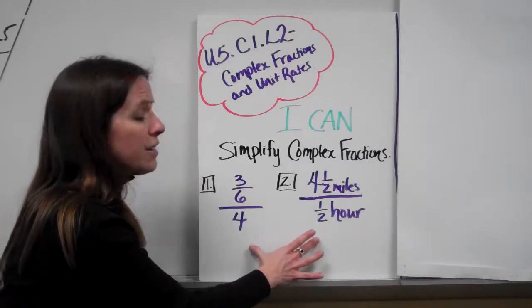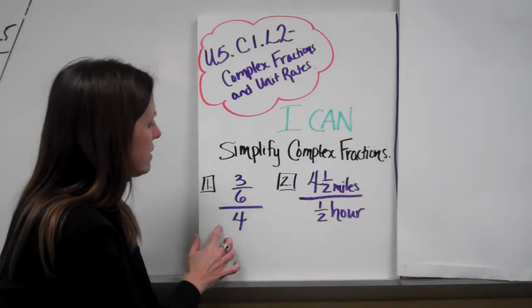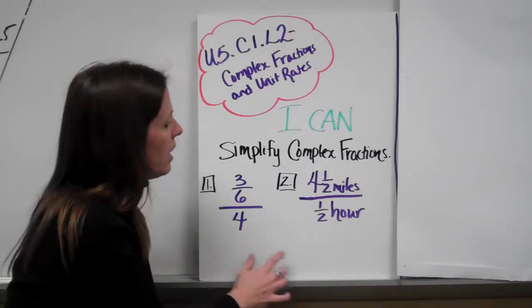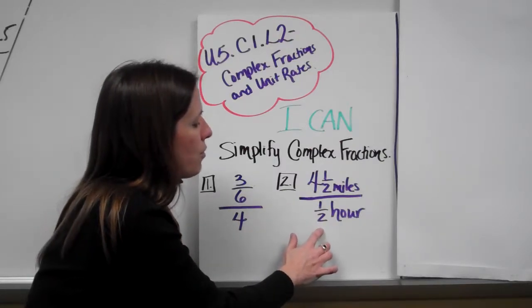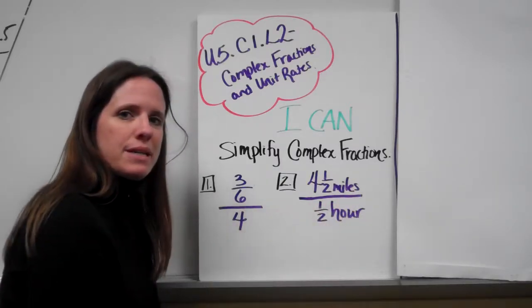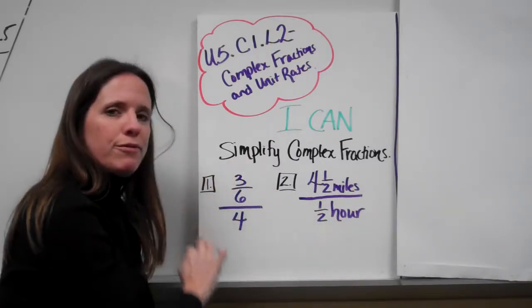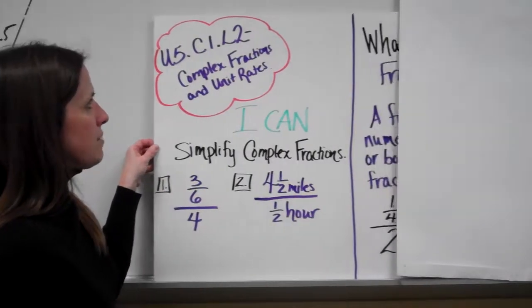Two examples that you will be able to do by the end of this video are 3/6 over 4 and 4.5 miles over half of an hour. In this one we have the units and that makes it the rate. This one we're just simplifying a complex fraction. So let's look at what a complex fraction is by definition.